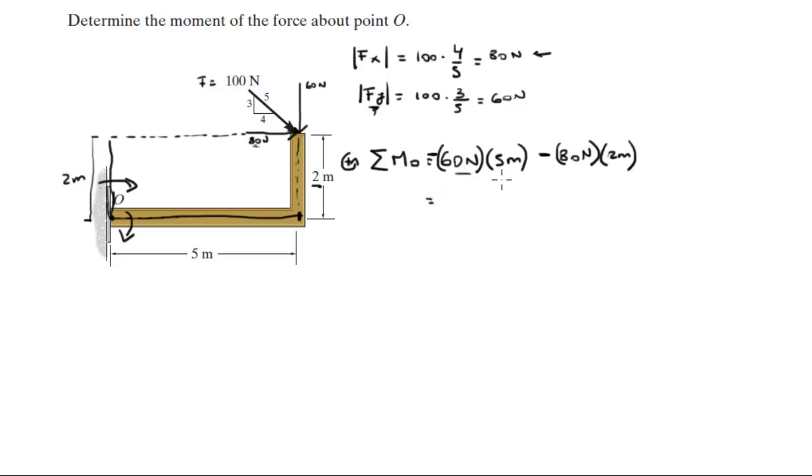So once you plug these numbers into your calculator, you're going to get that this is equal to negative 460 newton meters. Since positive is counterclockwise, that means that the sum of the moments at point O is 460 newton meters going clockwise. Final answer.